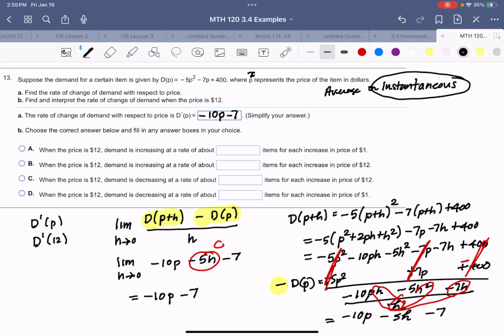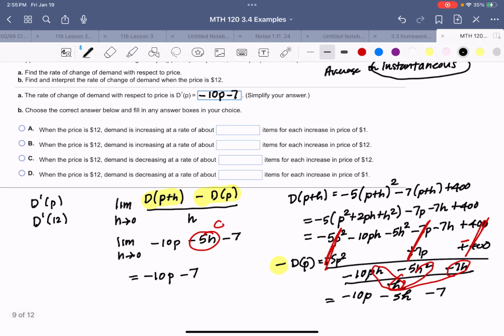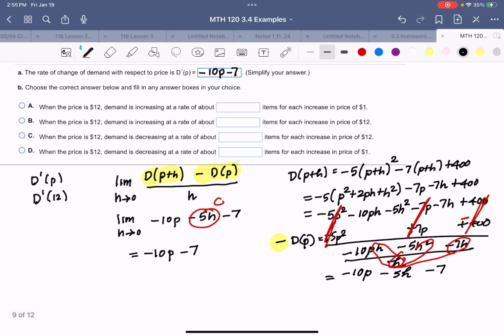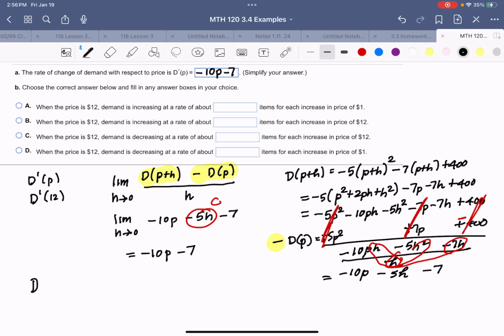Negative 10P minus 7. And so now we're supposed to find the change in the demand, that is the instantaneous rate of change of D of P when P is 12. So we're going to do D prime of 12, that's negative 10 times 12 minus 7, and that's negative 120 minus 7 is minus 127. Remember that this was the price, and this is what's happening to the demand.